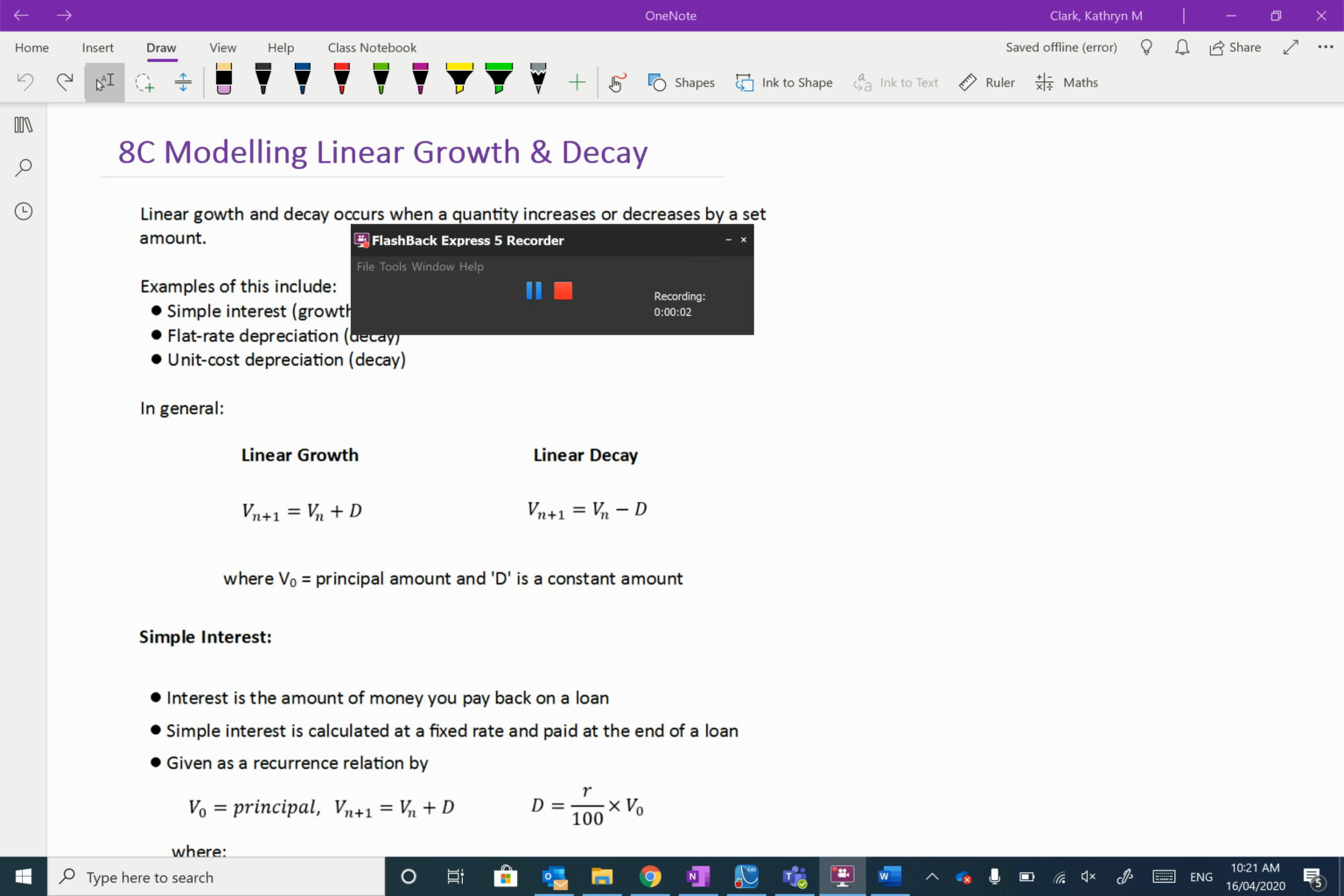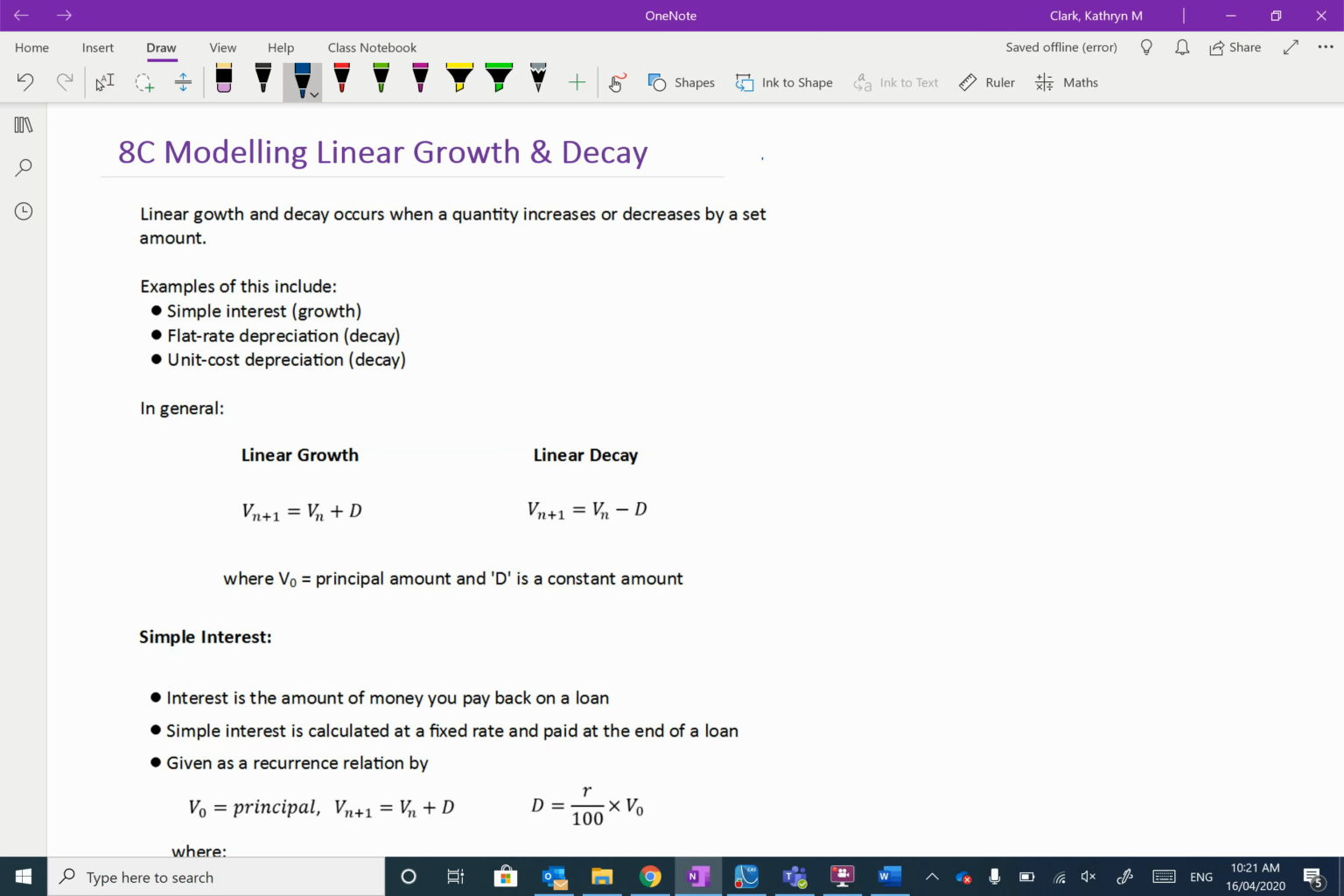All right, so today we're looking at this concept of linear growth and decay, and we're going to be using recurrence relations to do that. Linear growth and decay is when your amount is going to increase or decrease by a fixed amount. That amount doesn't change, it remains the same from one value to the next.